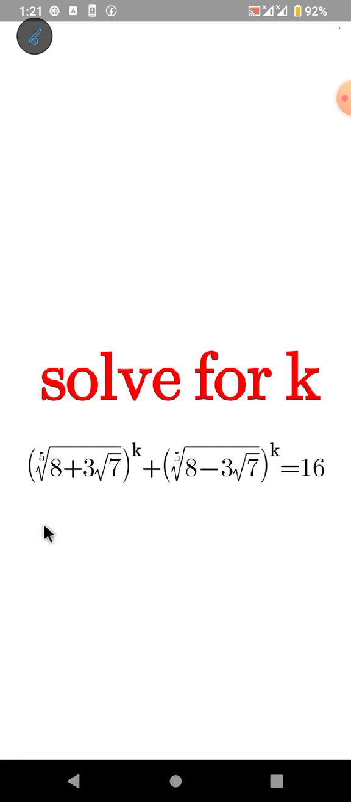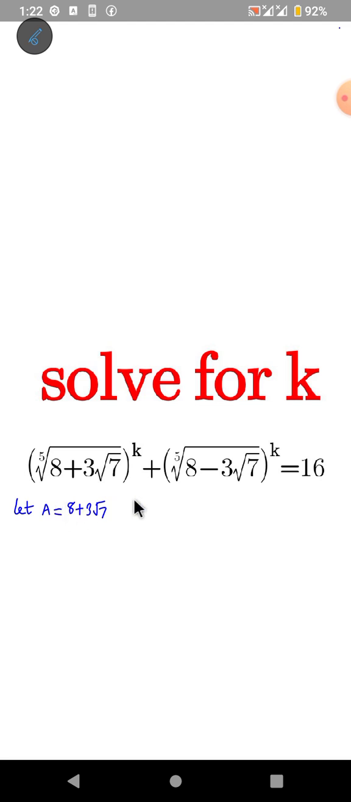Today I'll be solving this wonderful radical equation. Now I'm going to start by saying let A be equal to 8 plus 3 root 7. Now A is equal to 8 plus 3 root 7.